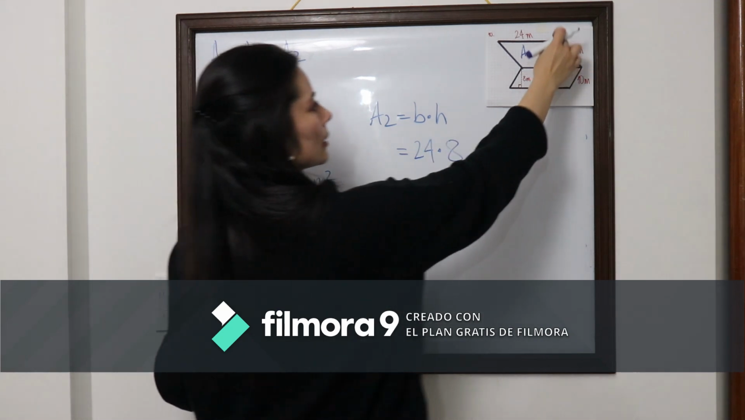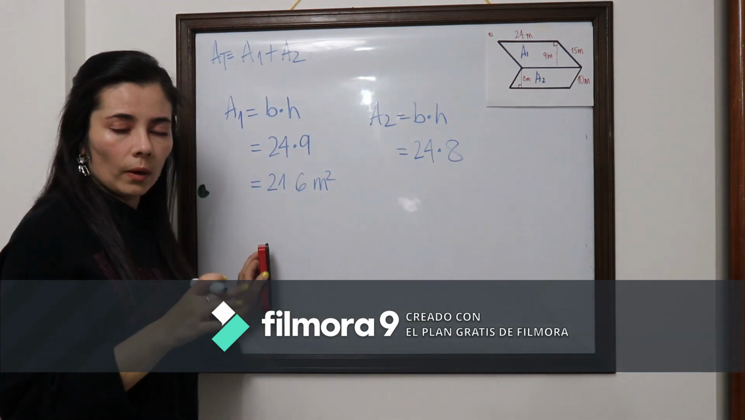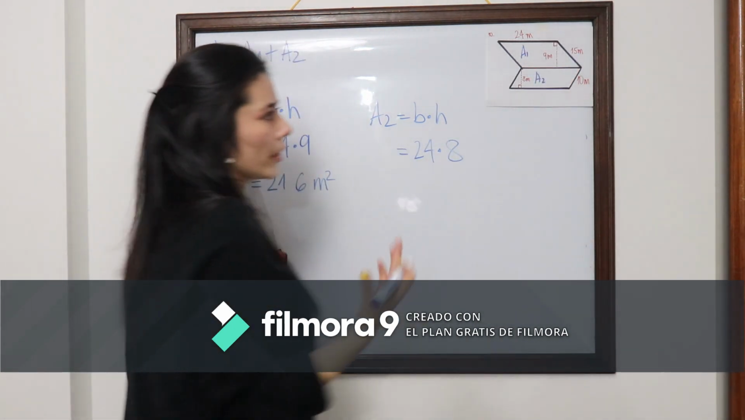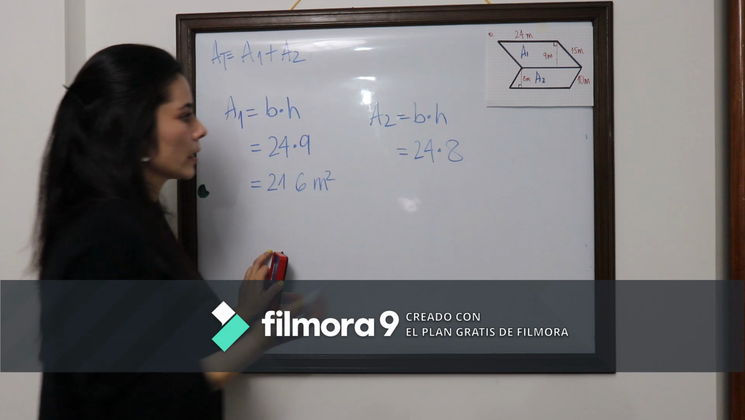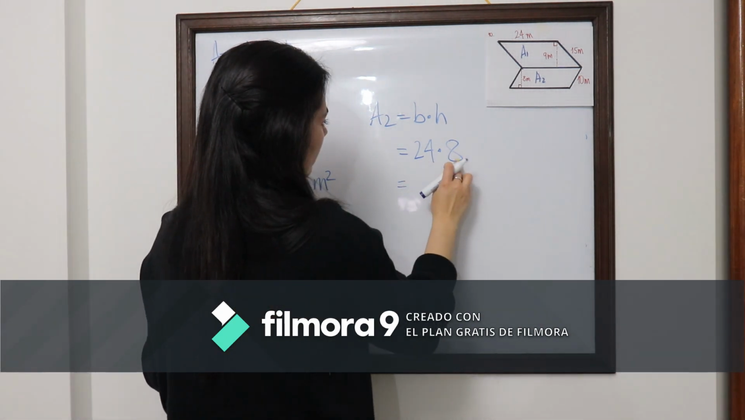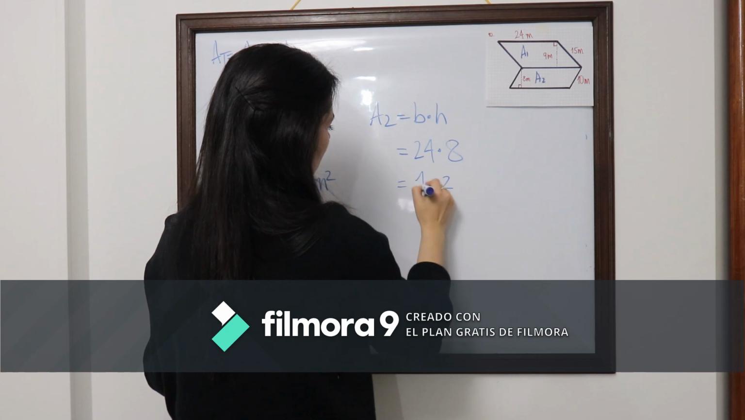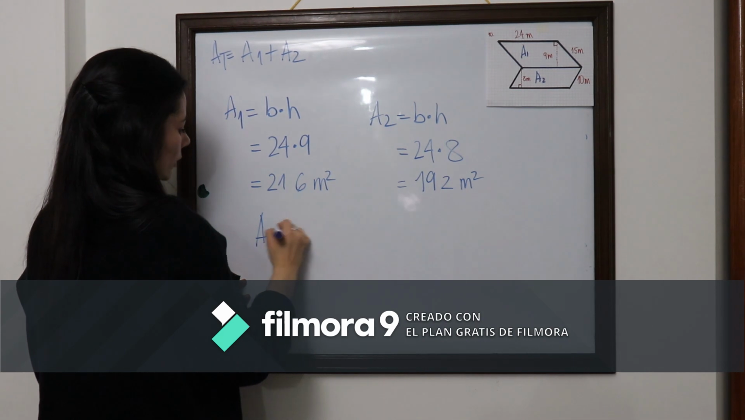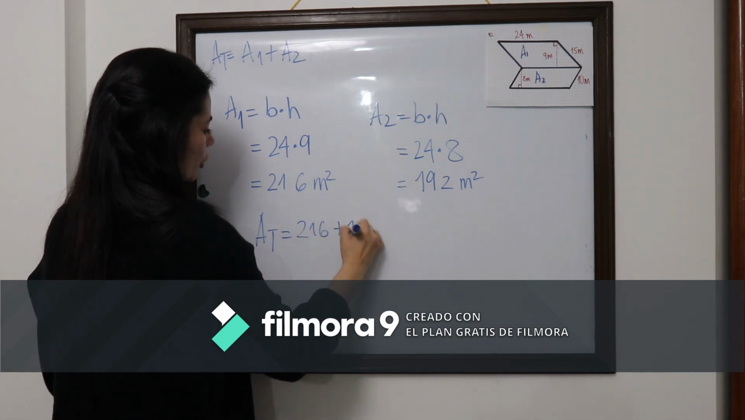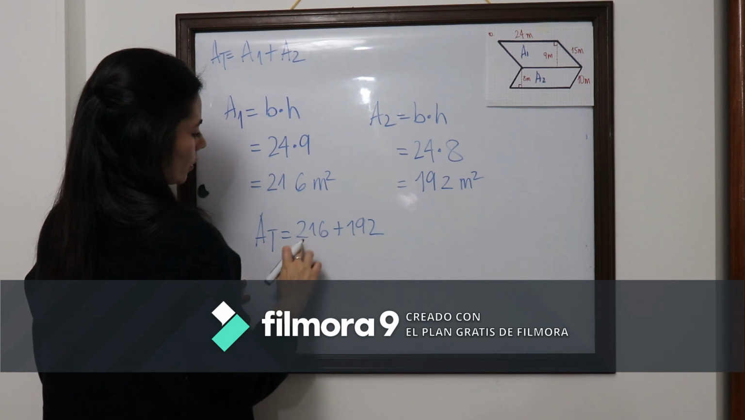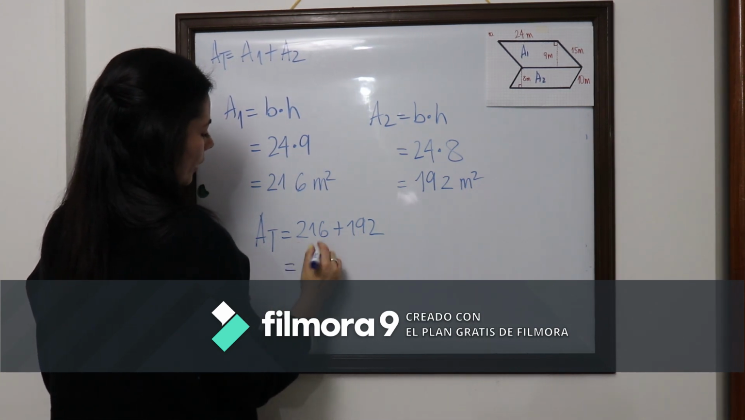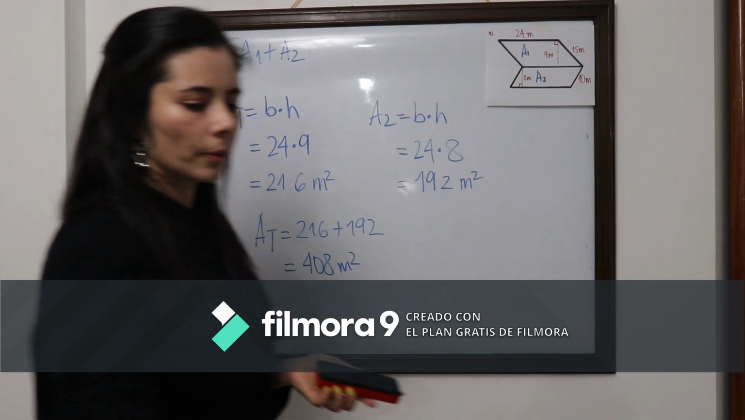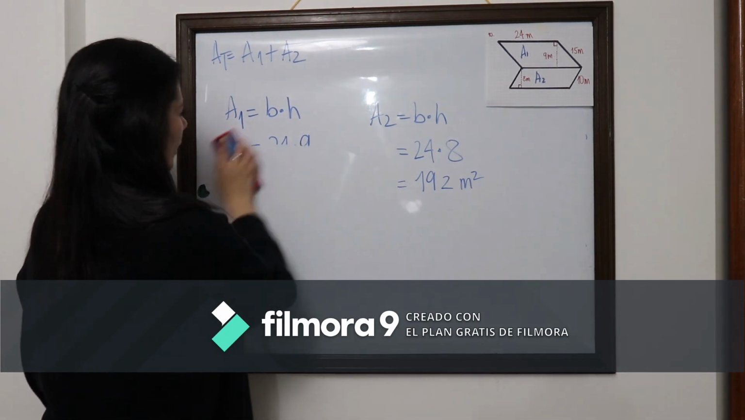Now please notice the 15 and the 10 are useless right now. They're not gonna help us find the area just because they're actually the lengths of these sides, and we don't need those sides to get the areas, okay? Now 24 times 8 is 192 square meters. And the total area again is to add these 2 areas we found. So that's 408 square meters. See, that easy. So these 2 problems, I don't think you found them complicated at all.